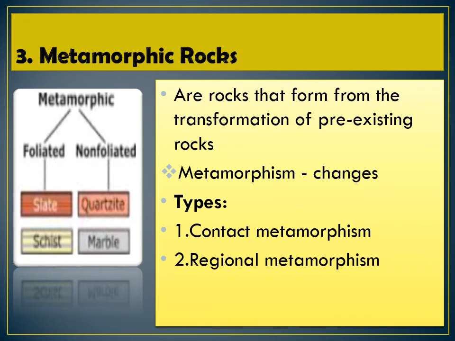On the other hand, regional metamorphism is the second type. Pressure is the main factor in this process. It occurs in areas that have undergone deformation during an orogenic event resulting in mountain belts. This process creates foliated metamorphic rocks. Foliated because crystals are aligned in layers, such as schist and gneiss.